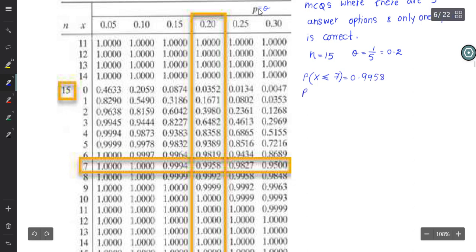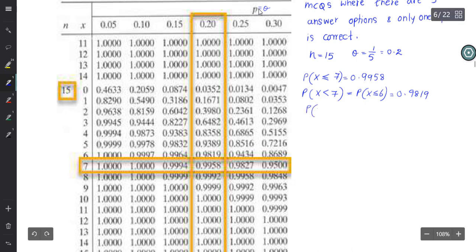Now what is the probability that he will get less than 7 questions, without the equal sign? So he gets less than 7. This is the same as less than or equal to 6, right? Less than 7 means 0 up to 6, 7 not included. So it is the same as x less than or equal to 6. You read the row for 6, and you find 0.9819.